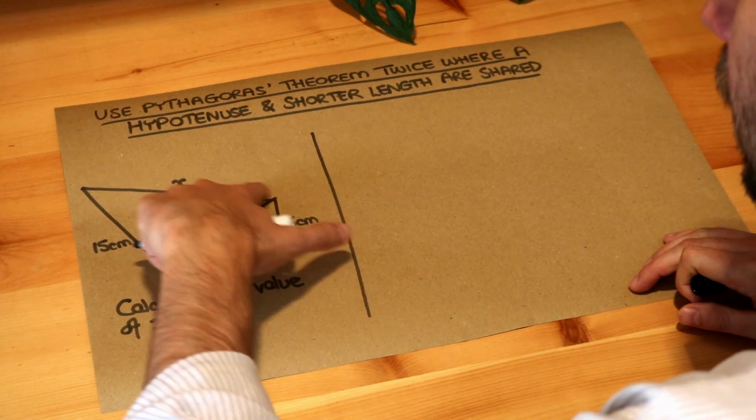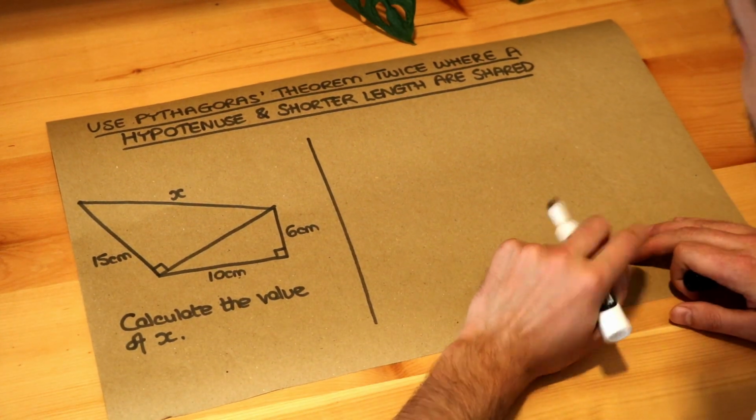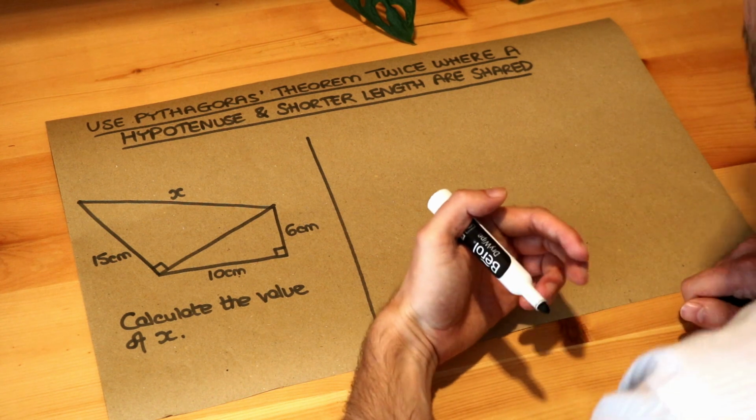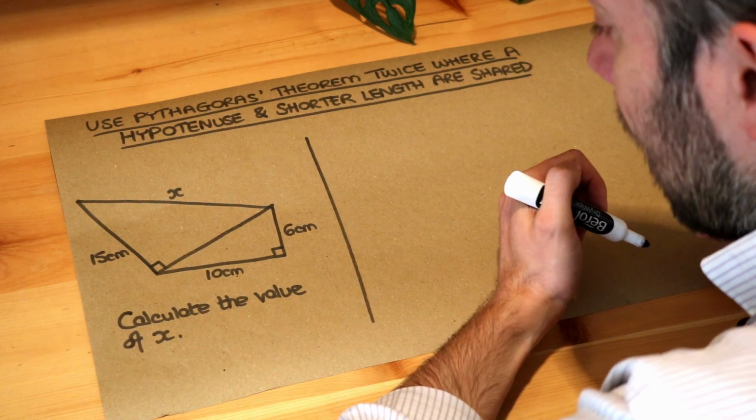So we want to calculate the length x here in this diagram, and we've got two right angle triangles. Now with these kind of problems, multi-step geometric problems, always look at the information you have and what information we're trying to get.